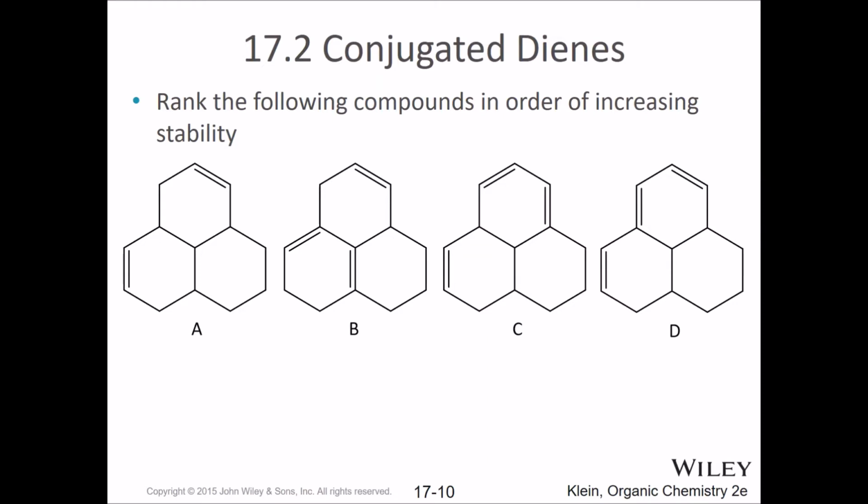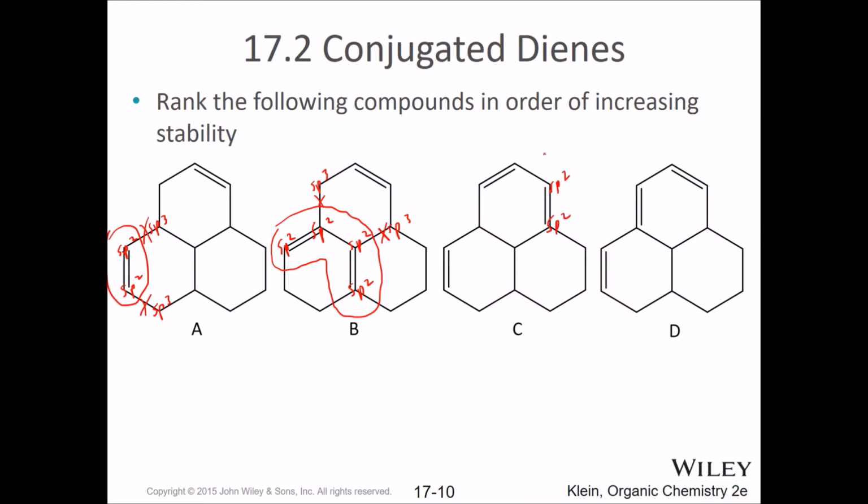So, rank the following compounds in order of increasing stability. What I'm going to do is look for conjugated dienes, or conjugation, right? Turns out I've got sp2, sp2, sp2, sp2, sp3, dead end, sp3, dead end. Okay, watch this now: sp2, sp2, sp3, dead end, sp3, dead end. All right, so I only have 2 there, no conjugation there.